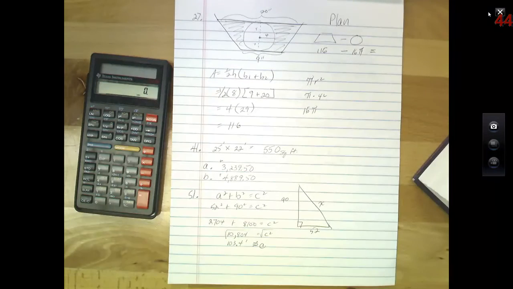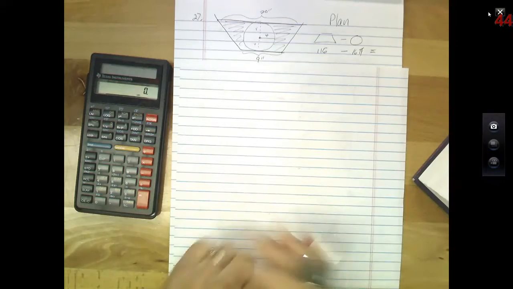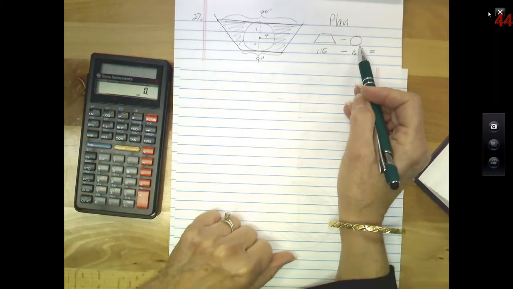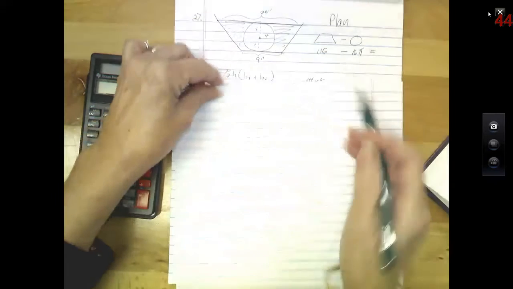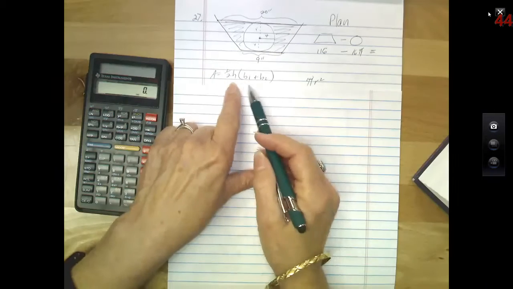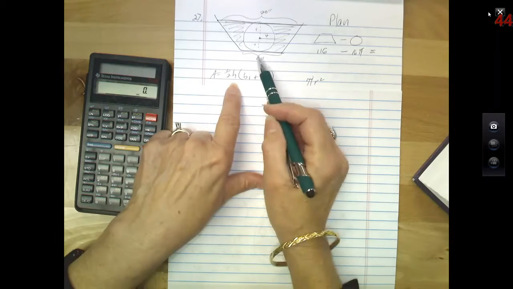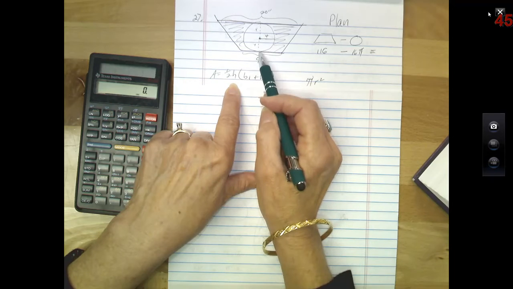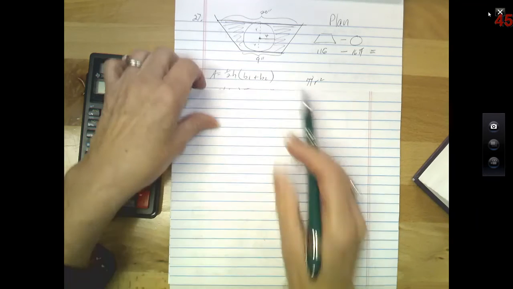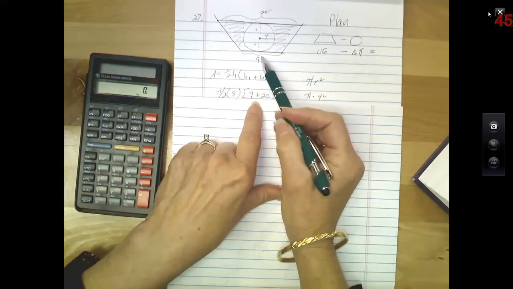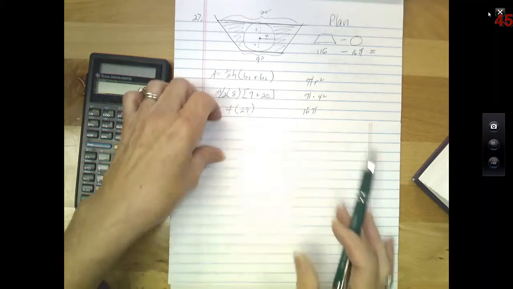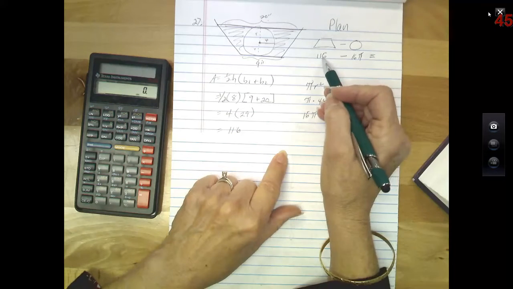Another one I did was 27. Your plan on 27 is to get the area of the trapezoid minus the area of the circle. The area of the trapezoid is 1/2 the height times base 1 plus base 2. The height of that trapezoid: this is a radius of 4, and this is 4, so the height of the whole thing is 8. Then base 1 plus base 2 is 29, half of 8 is 4, so 4 times 29 is 116.